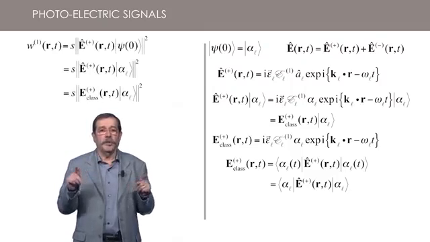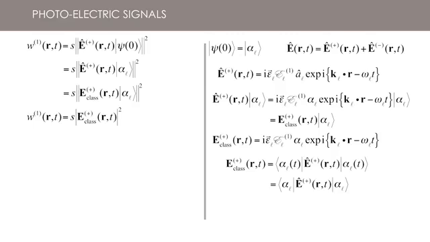Using the result just obtained, you will immediately find that W1 of R and T is proportional to the square modulus of E plus classical. In fact, it is exactly the semi-classical expression of the photoelectric signal for a classical field E plus classical. Can you find a similar result for the double photodetection signal W2, of which I record the expression here?